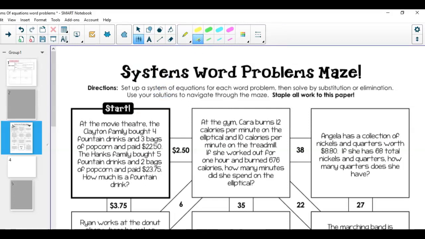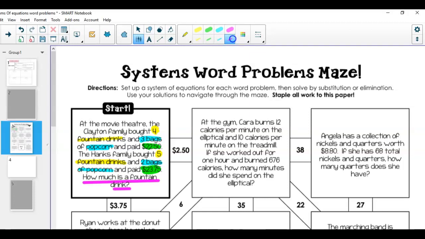So at the movie theater, the Clayton family bought 4 fountain drinks and 3 bags of popcorn. I'm sorry, I'm pausing while I'm reading because I'm noticing important things as I'm reading and want to kind of get ahead of that. And paid $22.50. The Hanks family bought 5 fountain drinks. Oh, wrong color. I'm trying to color code it so that I know what's what. And 2 bags of popcorn. And paid $23.75. We need to figure out how much is a fountain drink.